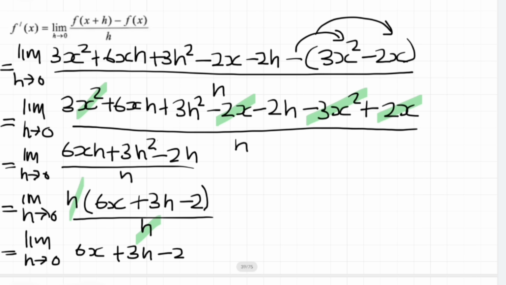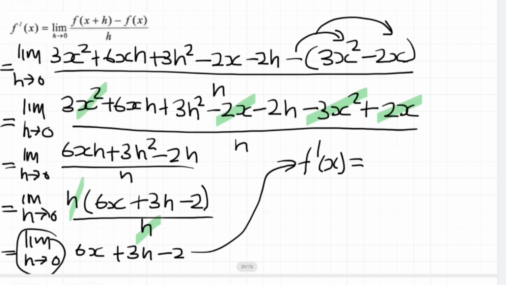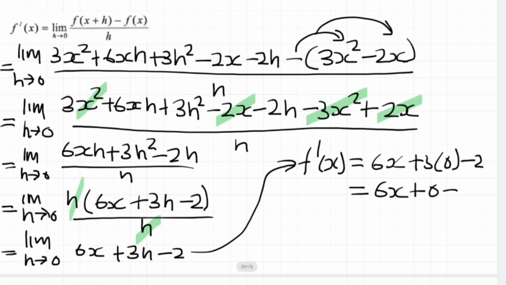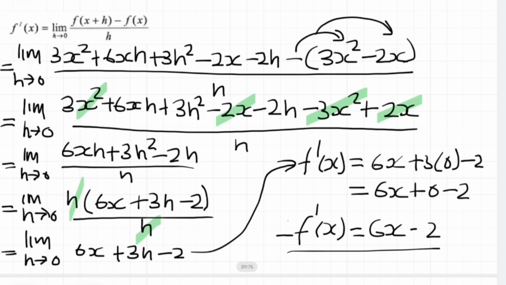So now, since I need to substitute h there, I'm not going to write this, because now I want to substitute. So let me just finish this one over here. I'm just going to say f prime of x is equal to, I no longer write the limit. Why? Because now I want to substitute. So I'm going to have 6x plus 3 times 0 minus 2. So 6x plus, this is going to give me 0, minus 2. So therefore, f prime of x is going to give us 6x minus 2, just like that. So this is our answer. This is what I was talking about, that we know the answer before it begins. Let's move on to the second question.